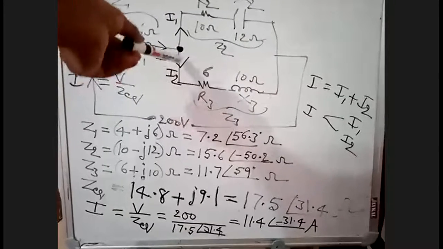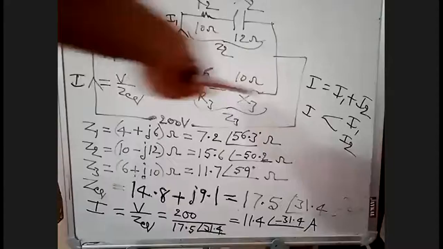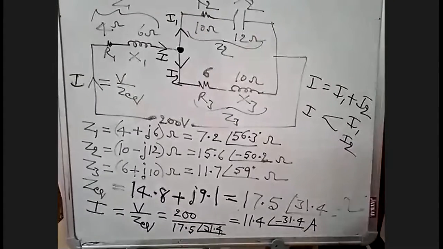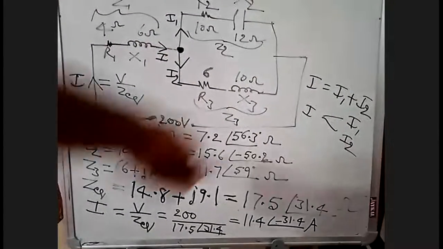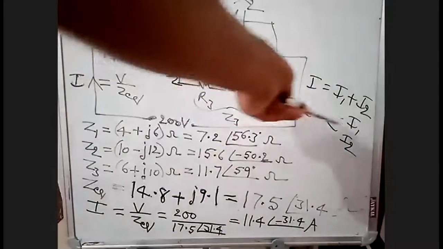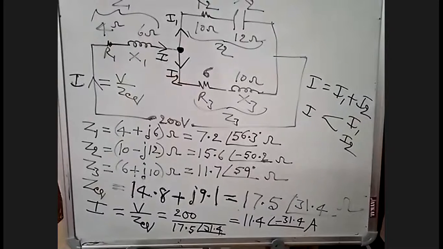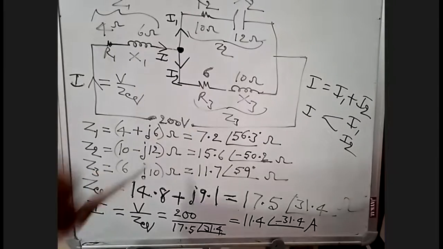Therefore, if we apply KCL here, incoming current is equal to outgoing current. I is equal to I1 plus I2. That means I is the resultant of I1 and I2. So we'll draw the phasor diagram for I1, I2 and I. This is regarding the current. Any doubt in the current? No, sir. Now come to the voltage.